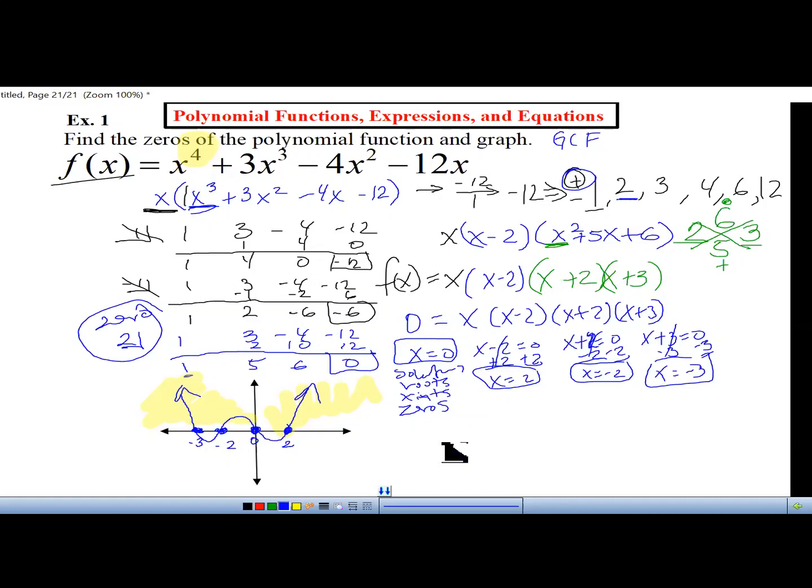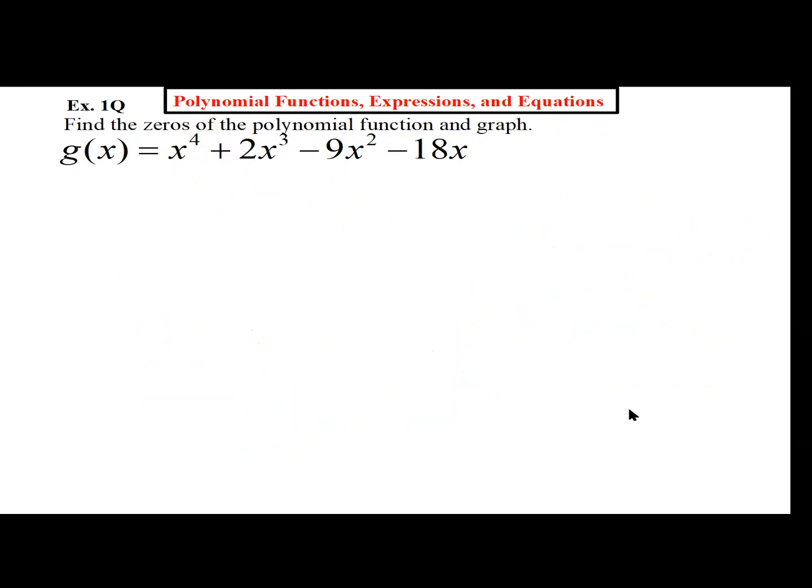All right, good. So let me give you another one for you to do by yourself. Ready? Example. It's going to be packed today. Copy this one, Example 1Q. It says find the zeros of the polynomial function graph. G of x equals x to the fourth plus 2x cubed minus 9x squared minus 18x. Very similar to the one we just did. I'll give you some time, copy that and go.